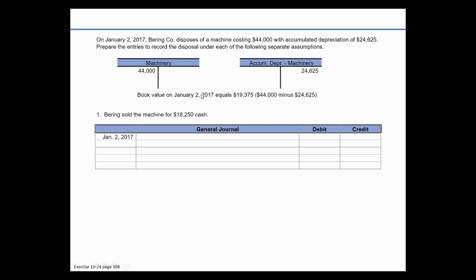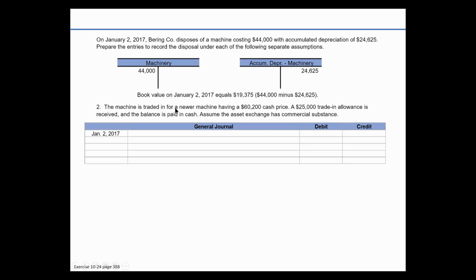The disposal of assets. On January the 2nd of 17, Bearing Company disposes of a machine that cost $44,000 with accumulated depreciation of $24,625. So we'll prepare the entries to record a disposal under each of the following assumptions. So we see here that the book value of this machine is $19,375. So the first one is if the machine was sold for $18,250 in cash, and you notice that would mean that we had a loss. So we received cash debit $18,250, accumulated depreciation machinery $24,625. The loss on sale, so you have the book value, which is $19,375. Subtract $18,250, which was our selling price. We had a loss of $1,125, and then we have to credit machinery $44,000.